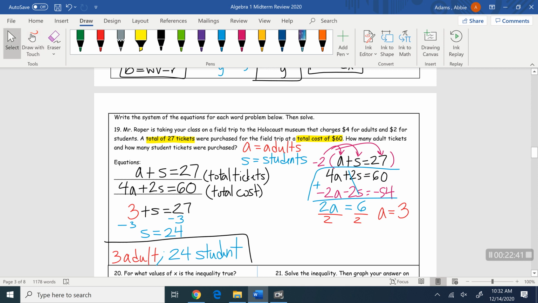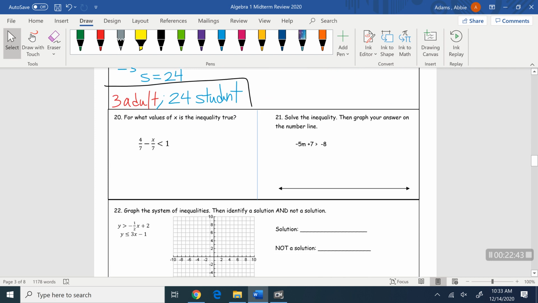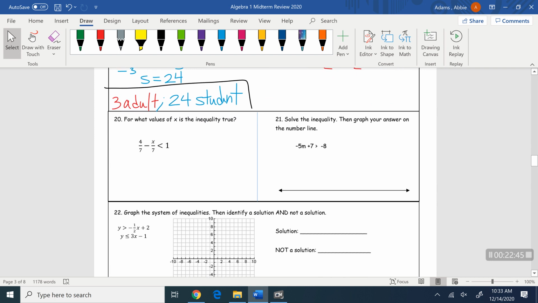Now let's move on to problem 20. Now we're getting into inequalities. So we've talked about just equations. We're going to switch over to inequalities. So it says, for what values of x is the inequality true? And we're given 4/7 minus x over 7 is less than 1.